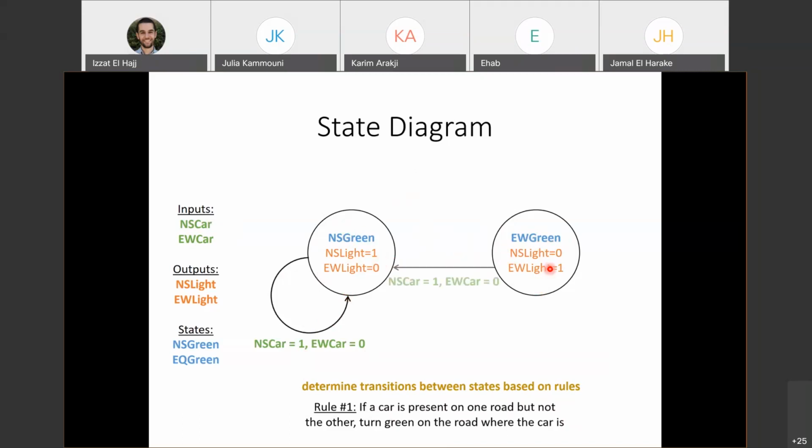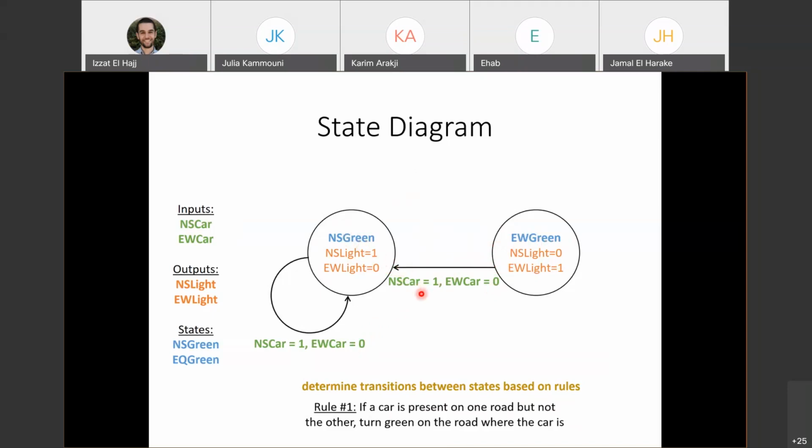The way I represent that is I'm going to have an arrow from EW green to NS green. Notice how I'm putting the input configurations on these arrows, because this arrow represents that I have a current state and then a next state based on this input. So this arrow is saying that when my current state is EW green and my input is 1, 0, my next state is going to be NS green.